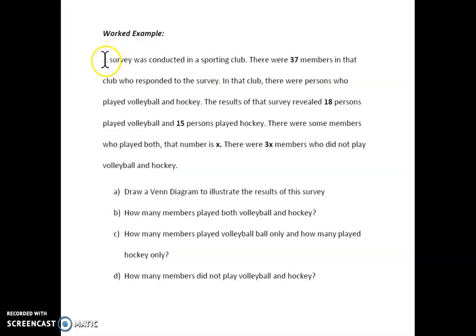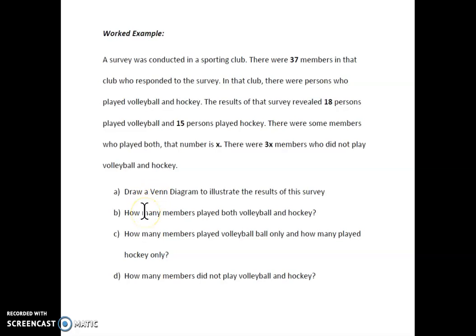You see the survey in the sporting club with 37 members, and you have people who are playing volleyball and hockey. 18 persons play volleyball, 15 persons play hockey, and I have X persons playing both. I have 3X numbers who do not play volleyball or hockey. So the Venn diagram still remains the same.